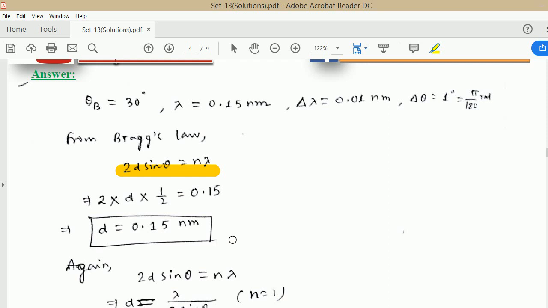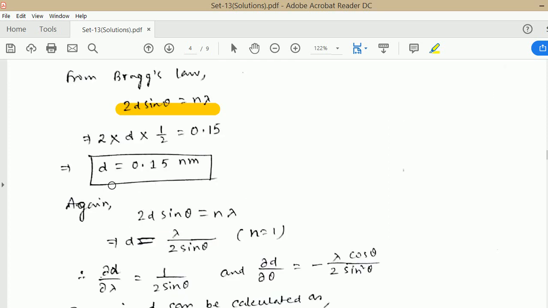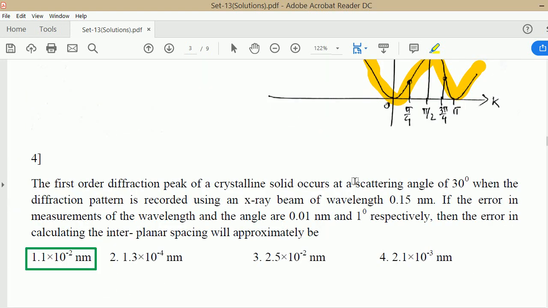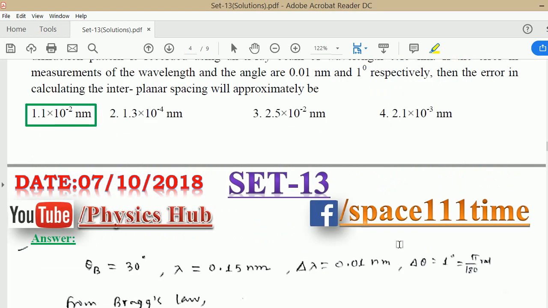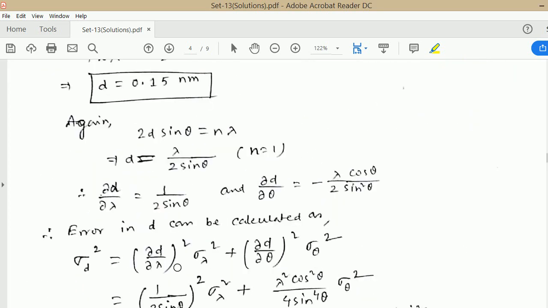Now we have to find out, if the errors in determining these quantities lambda and theta are these, then what will be the corresponding error in calculating the interplanar spacing. So 2d sin theta equals n lambda, this is the general formula, and for first order diffraction peak, n equals 1, so d equals lambda by 2 sin theta.